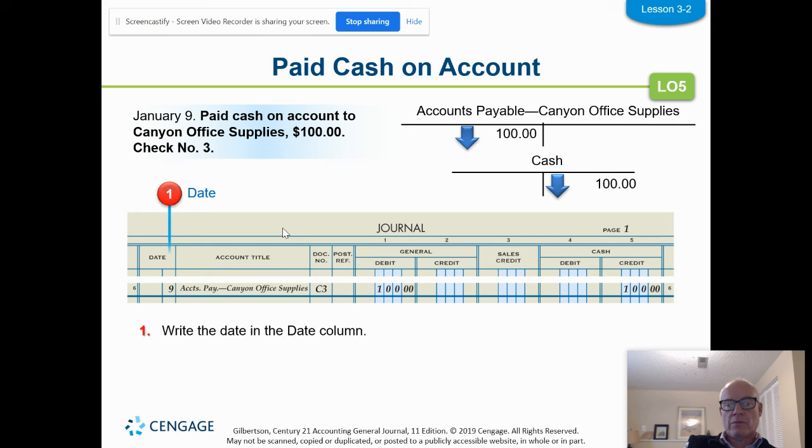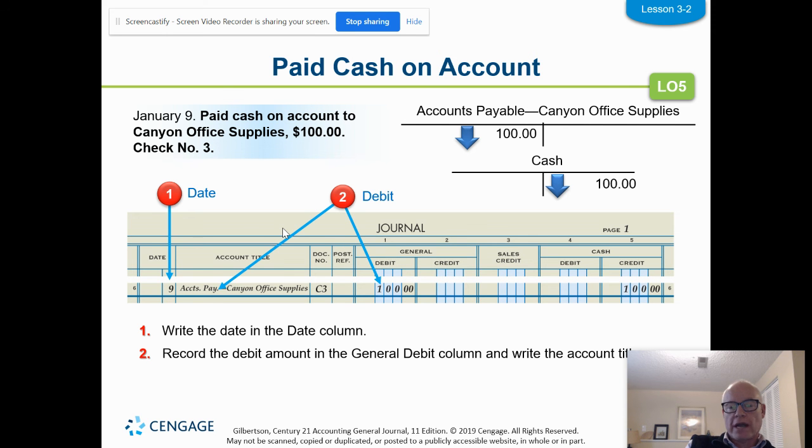Write the date in the date column. And generally, by the way, we write the month in the very first entry on our page, Jan period. And until we either run out of space on that page or start a new month, we would just keep Jan at the top and we just write in the day of the month. That's kind of the way things work. You don't just have to write Jan every line down below. All right, we're going to debit accounts payable Canyon Office Supplies. We write that into the account title because it's showing up in the general debit column. So whenever we put anything in debit or credit for general, we have to write the account title in so people know this is the account we're posting to.